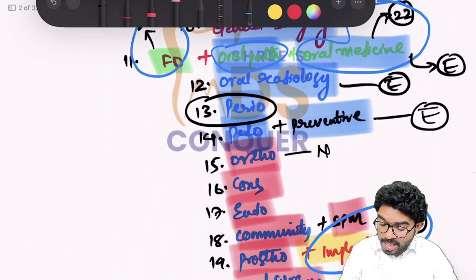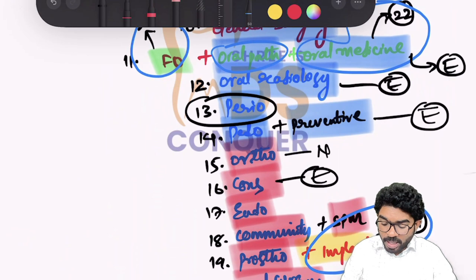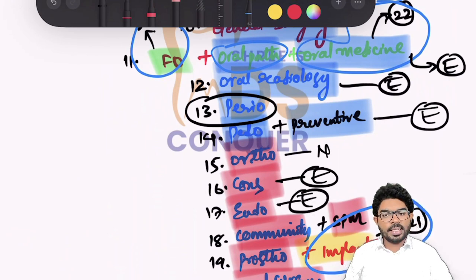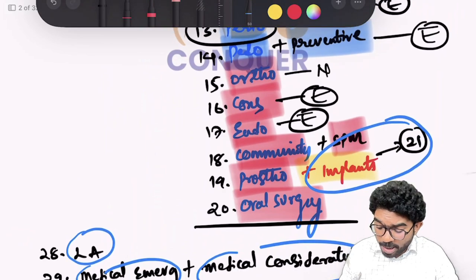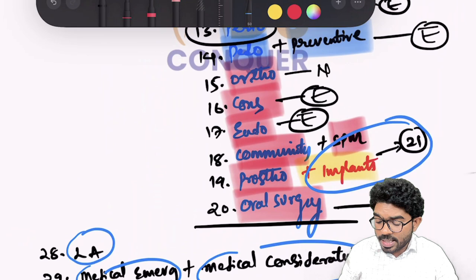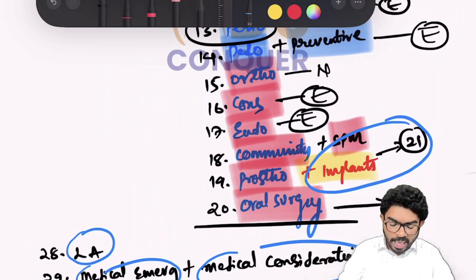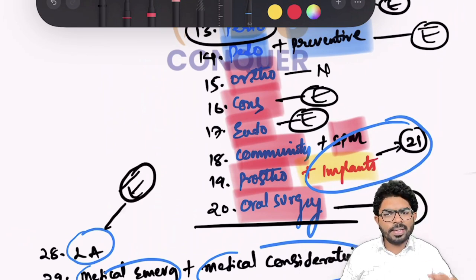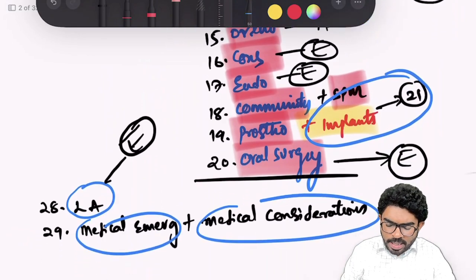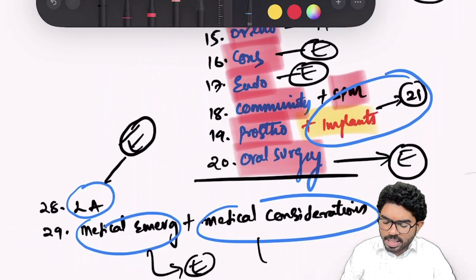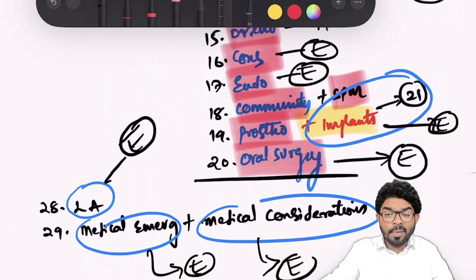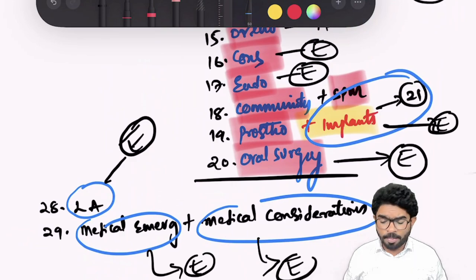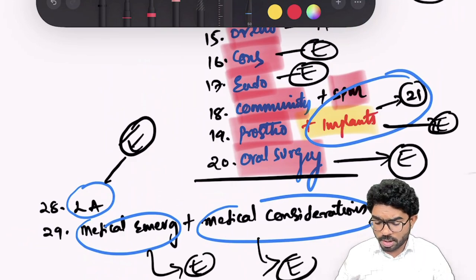Yes, Cons is an easy subject. You read, you understand. Endo, you read, you understand, it is an easy subject. Community, no. Prosto, no. And again, I will add OS is an easy subject. LA, easy subject, easy to understand, interesting. Medical emergencies, interesting. Medical considerations, interesting. Implantology, interesting. So this is how I segregate, basing upon my experience and interaction with most of the students.